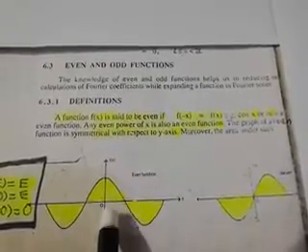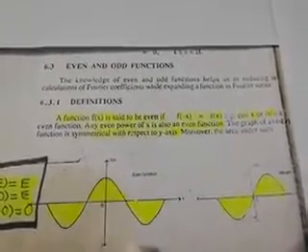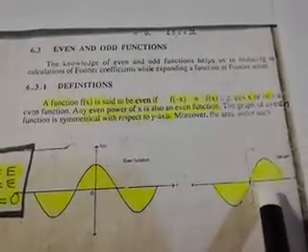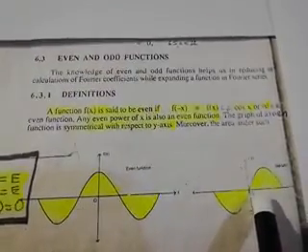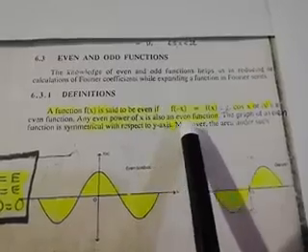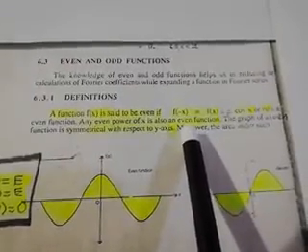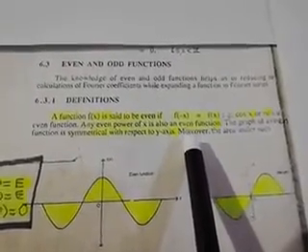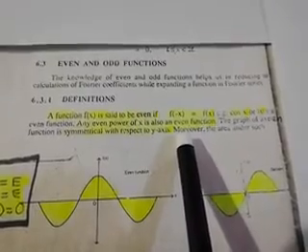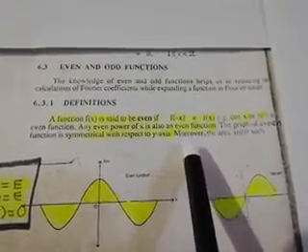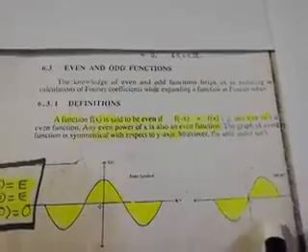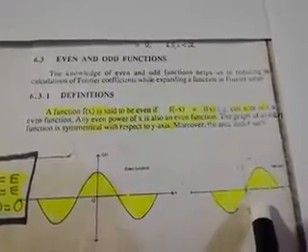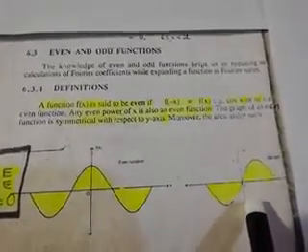So even functions are symmetrical about the y-axis, whereas for the odd function, which I'm going to define, when we replace x by minus x, f of minus x will give you minus f of x. That will become an odd function, and odd functions are symmetrical about the origin.